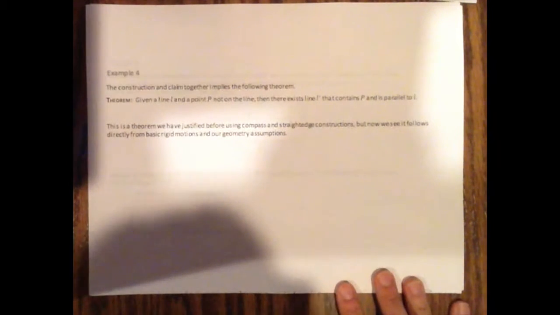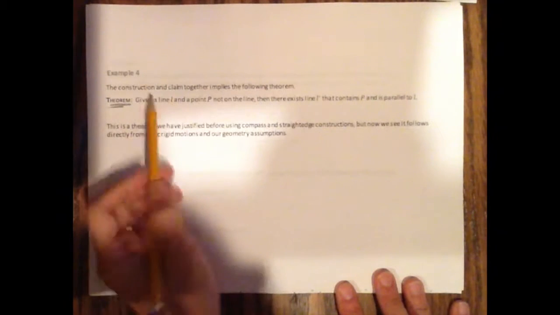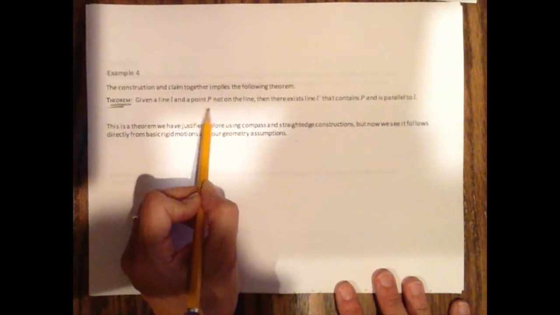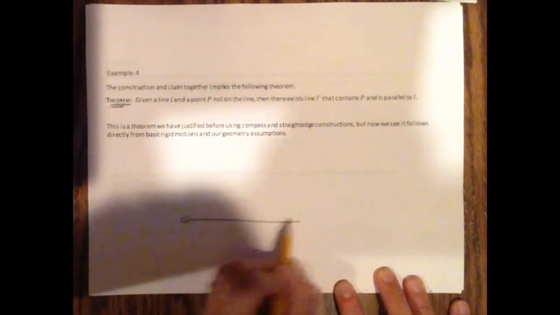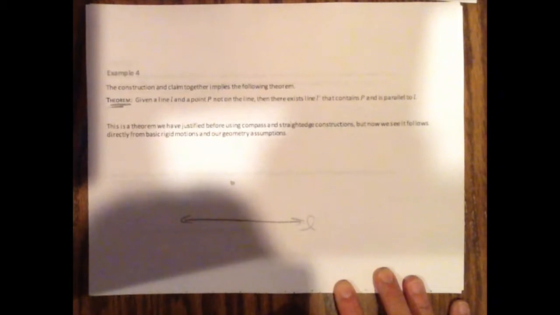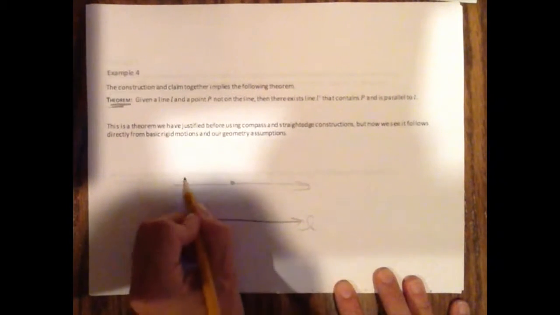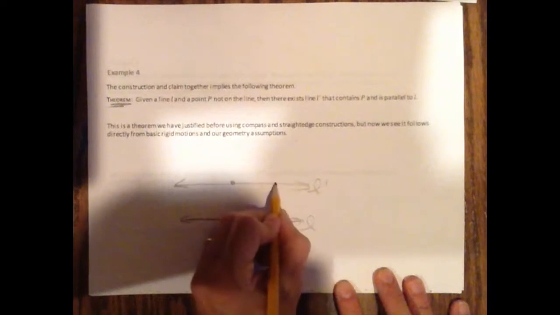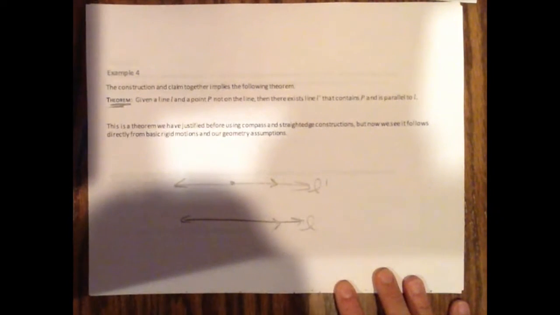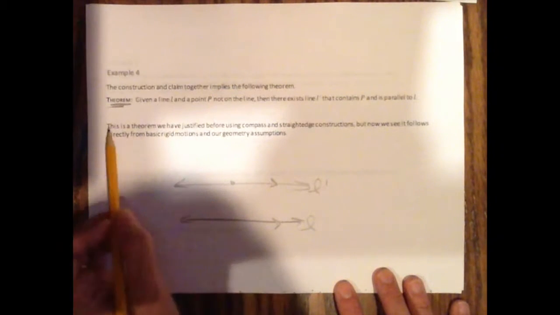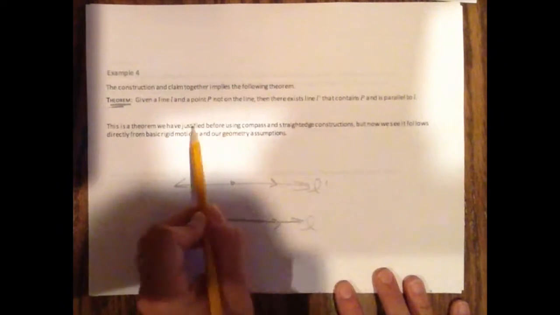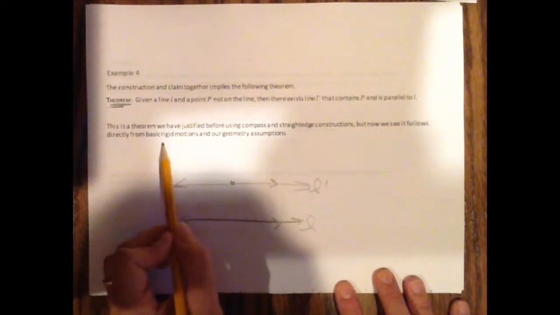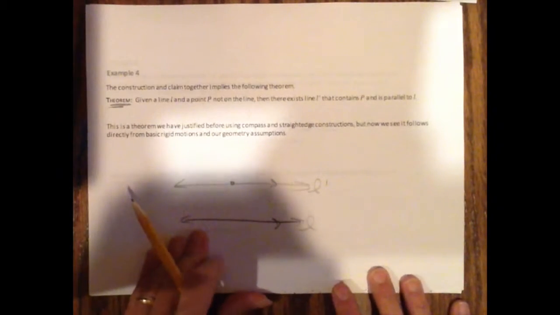All right, example 4. The construction and claim together imply the following theorem. This is important. Given a line L and a point P not on the line, there exists a line L prime that contains P and is parallel to line L. We started out with line L and P that is not on the line, and then we constructed line L prime that is parallel to line L. This is a theorem we have justified before using a compass and a straight edge construction. That's how we did it. But now let's see if it follows directly from basic rigid motions and our geometry assumptions.